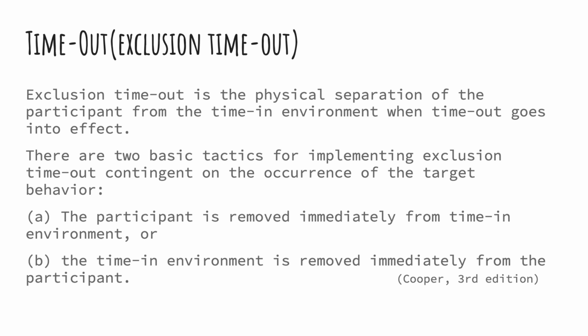Removing the timing environment from the participant. Imagine a child who throws a tantrum in a supermarket when they're denied a candy bar. In this case, the parent might immediately leave the store with the child and return home without making any purchases. By removing the stimulating environment of the store, the parent removes the opportunity for the child to continue the disruptive behavior and also reinforces the consequences of the tantrum.